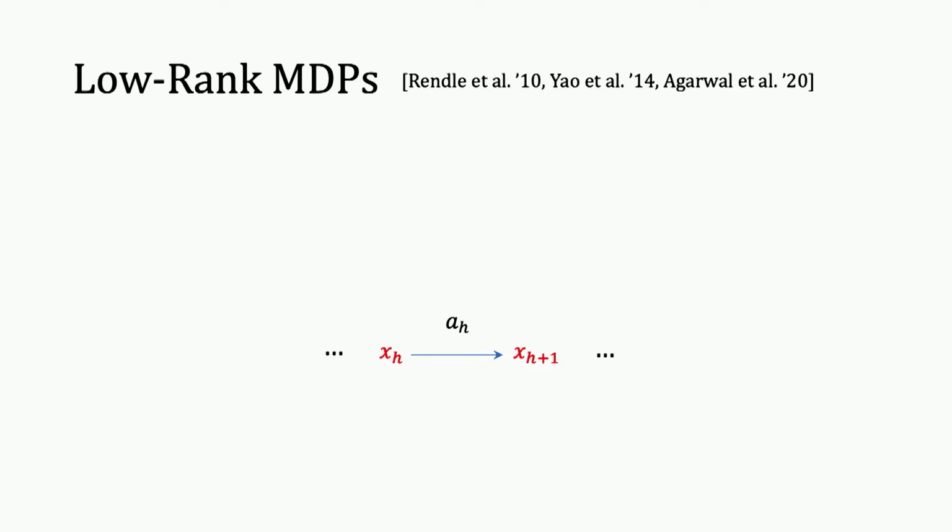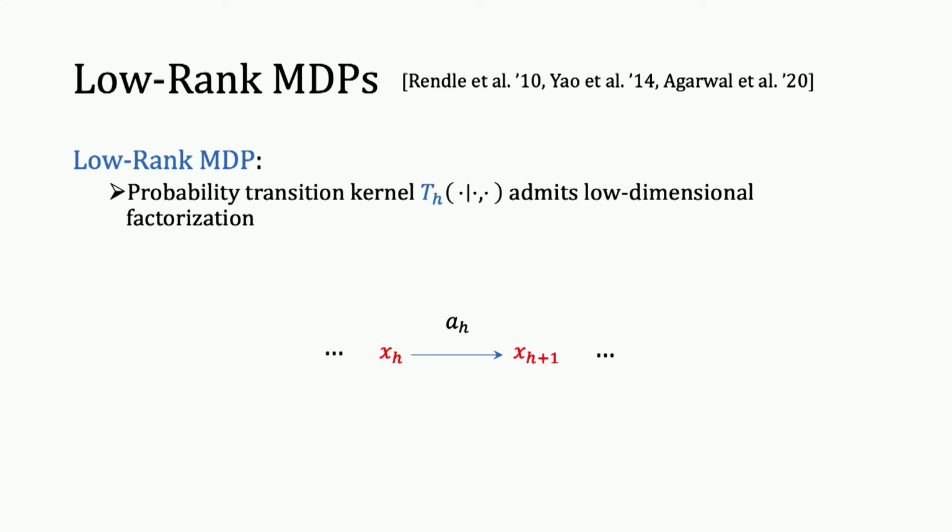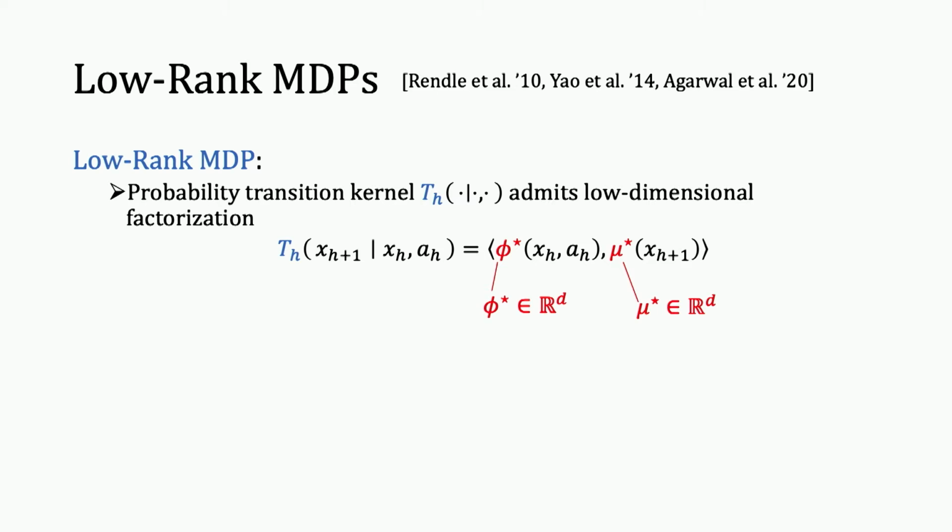Now, low-rank MDPs refers to the particular way that these transitions happen. In particular, we assume that the probability transition kernel, this probability density of going from state X while taking action A into a new state X_{H+1}, has a low-dimensional factorization. It looks like this.